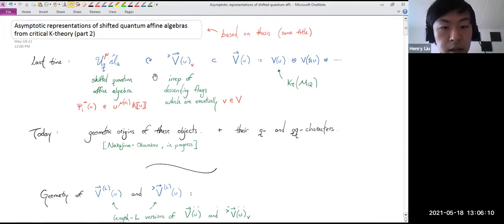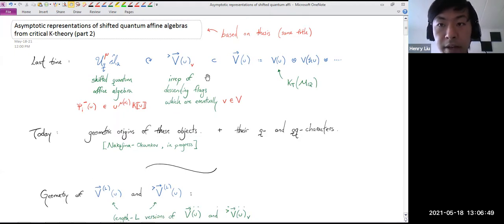And what I want to do today is explain the geometric origin of this whole collection of objects, starting from a Nakajima quiver variety M_Q, and passing to some kind of perturbation of it as a critical locus. And we'll see that that will give a geometric origin for these representations of infinite descending flags with certain asymptotics.